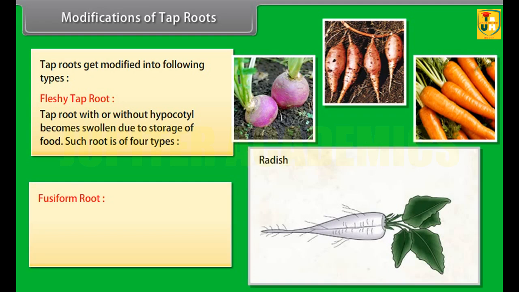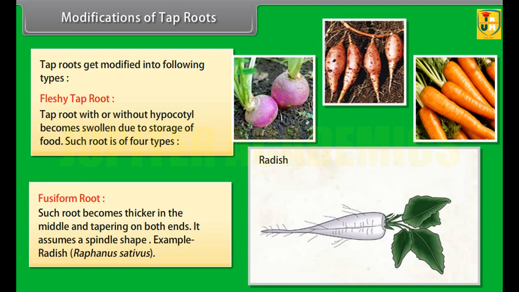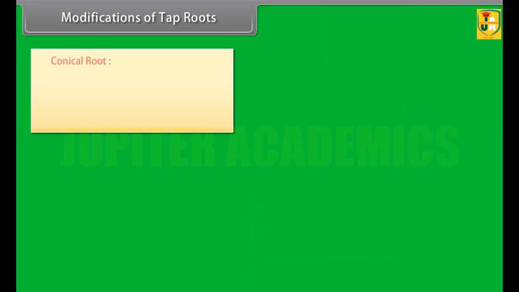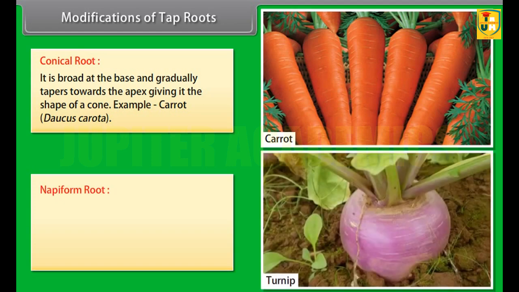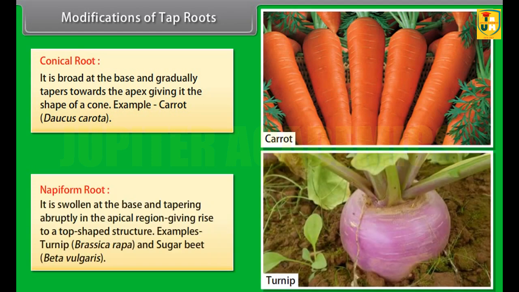Fusiform root. Such root becomes thicker in the middle and tapering on both ends. It assumes a spindle shape. Example, radish, Raphanus sativus. Conical root. It is broad at the base and gradually tapers towards the apex, giving it the shape of a cone. Example, carrot. Napiform root. It is swollen at the base and tapering abruptly in the apical region, giving rise to a top-shaped structure. Examples, turnip and sugar beet.